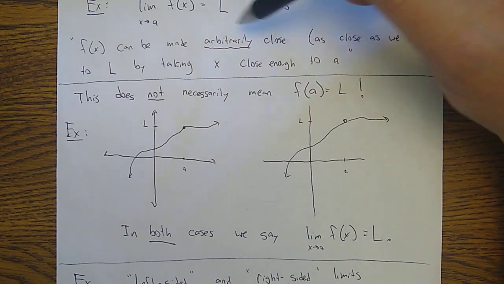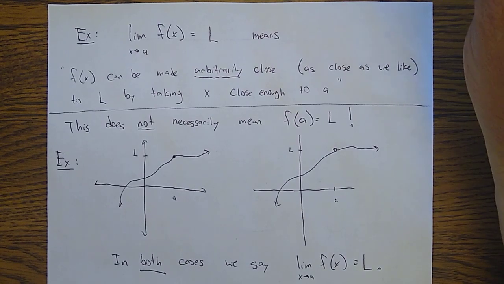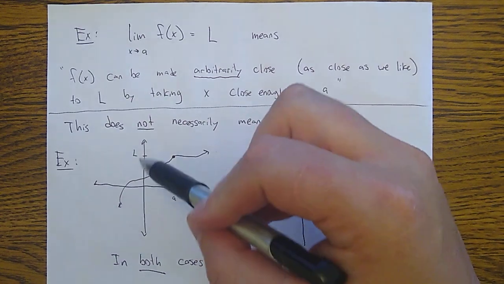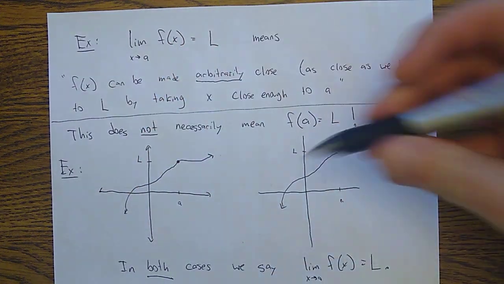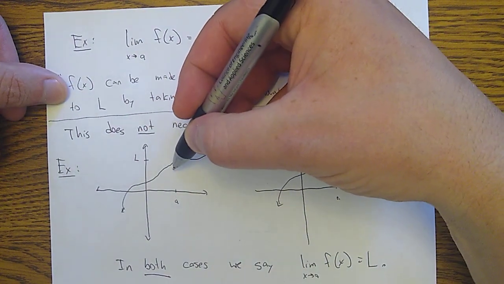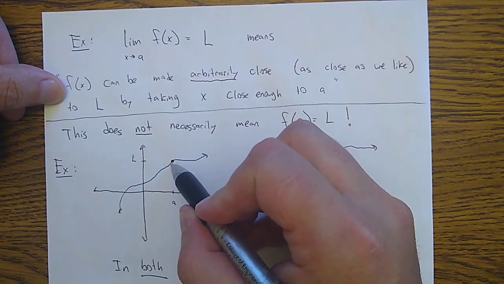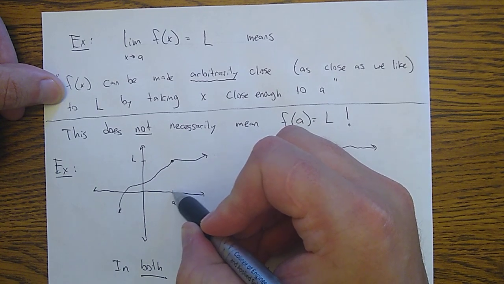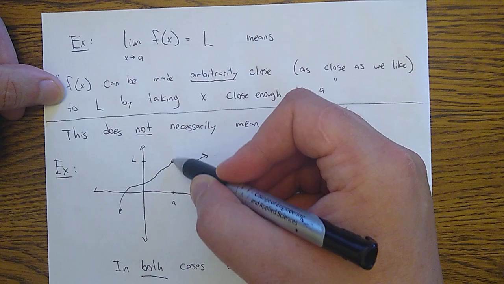So this statement has nothing to do with what happens when x equals a. It only matters when x is close to a, but not the same as a. So I tried to illustrate this in these two pictures. So here are two graphs, and I just labeled this a and this L. In this situation, I would say that the limit as x goes to a of f of x is L, because if I look at values that are close to a, like here are values on the x-axis that are close to a, if I follow those up to the graph, it looks like the y-coordinate is close to L.